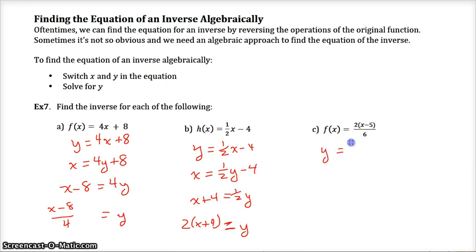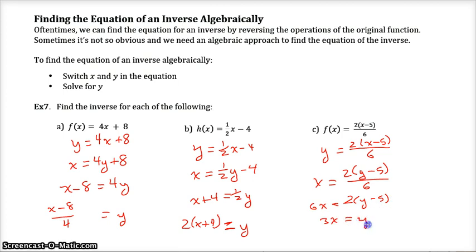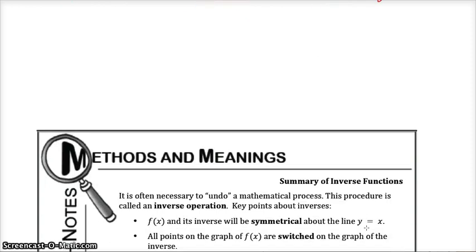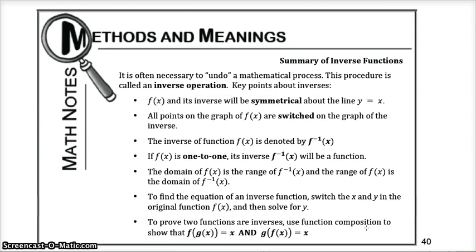If y equals 2x minus 5 over 6, then the inverse is going to be this when I solve it. Oh, I maybe should have combined that 2 and that 6 earlier. I guess I'm doing that here. 3x equals y minus 5. Sorry for the handwriting. So y equals 3x plus 5.